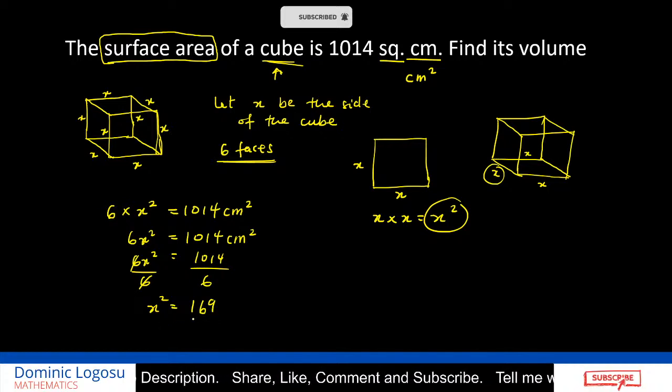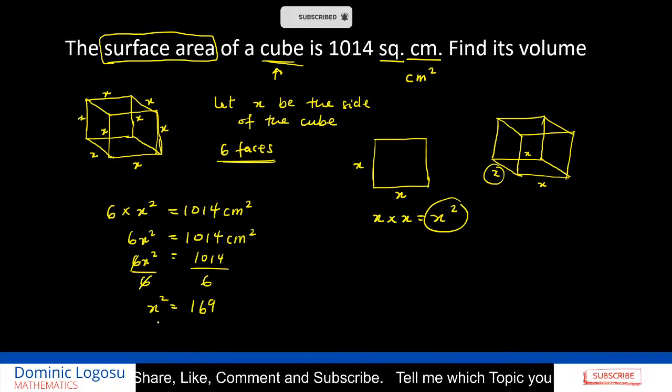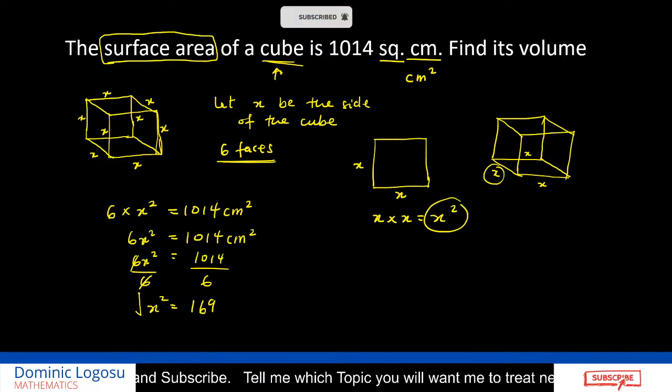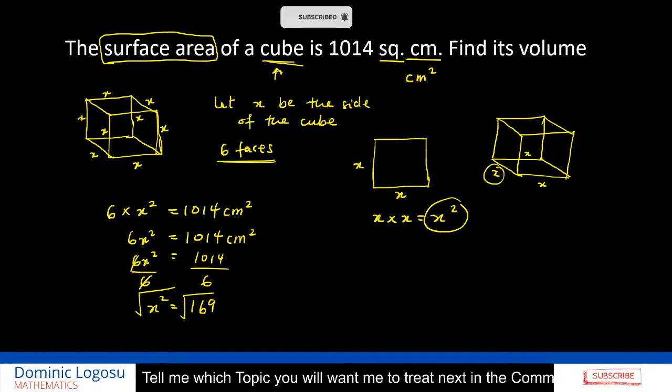Okay, so once we've established that x squared equals 169, then we'll quickly try and get rid of the square, because they said we should find x. They didn't say x squared. So we are going to get rid of the square by introducing the square root. We've gone over this over and over again.